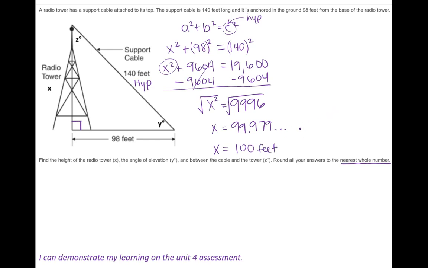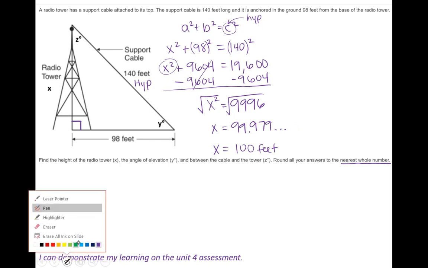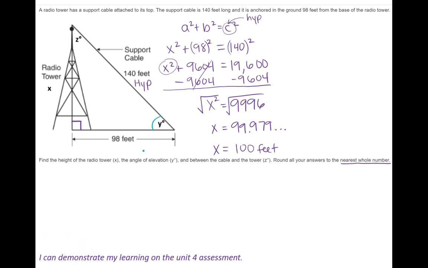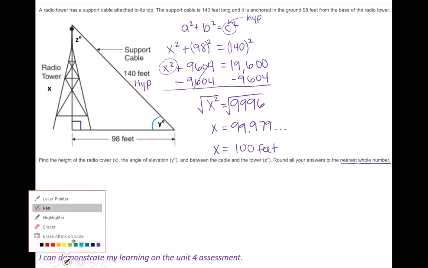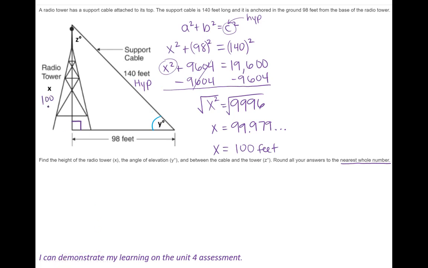That takes care of the side. Then I'm going to go through now and find the angles. And again, it doesn't matter which one you do first. I'm just going to pick angle Y, so I'm going to mark that angle. Then I'm going to pick some sides to help me out with trig. We know that x is now 100 feet, so I could choose any of the sides, but I typically want to choose sides that are already given to me because then they're not rounded numbers. So 98 feet would be my adjacent, and the 140 feet would be my hypotenuse.